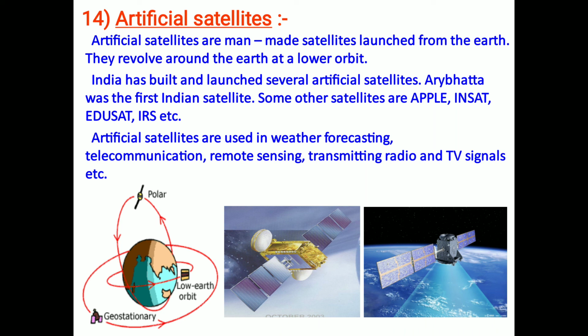Some other satellites are INSAT, EduSat, Kalpana 1, IRS, etc. Artificial satellites are used in weather forecasting, telecommunication, remote sensing, transmitting radio and TV signals, etc.